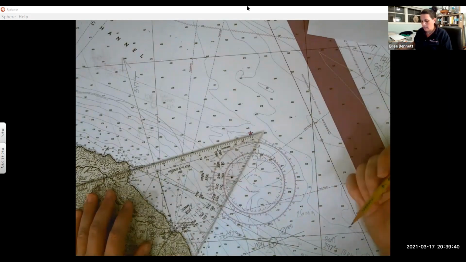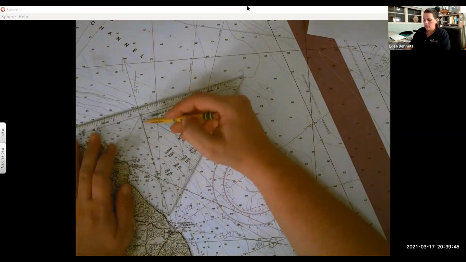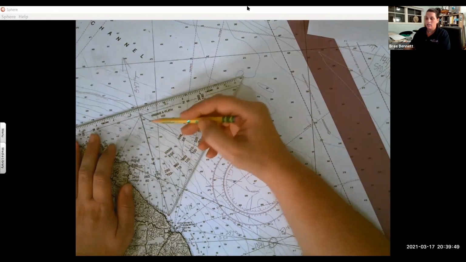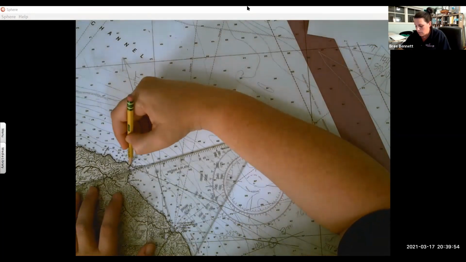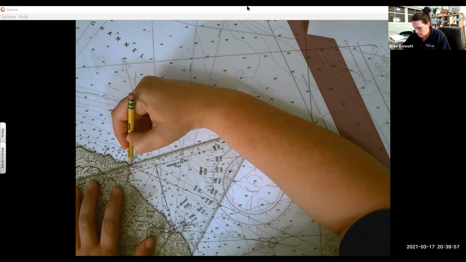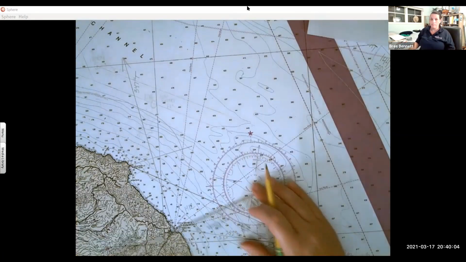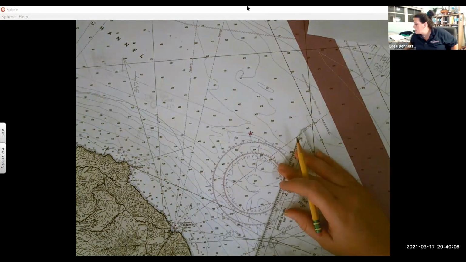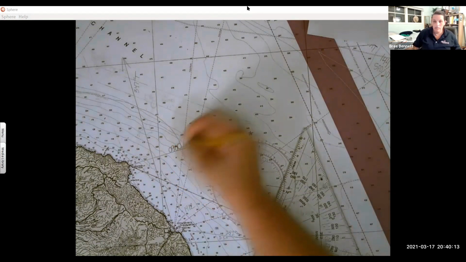270 degrees from the bow. So I'm going to use my triangle and line up the middle line of my triangle on my heading line. And then I'm going to see where it passes, where I would be a beam of Long Point. And that is going to be at 0900.